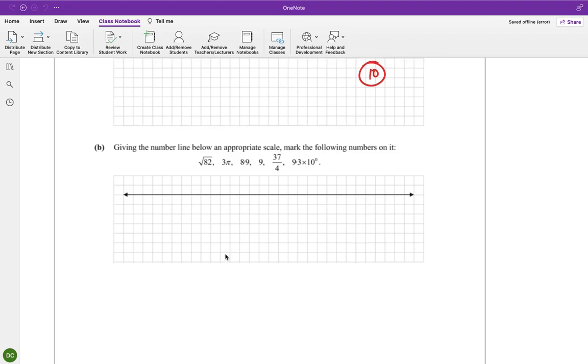Right, the next one is: give the number line below an appropriate scale and then mark the numbers on it. Okay. So, sorry, I'm just going to write what these numbers are because I can't plot them if they're not decimals, so I'm going to get them as decimals. So the square root of 82 is 9.1. I don't know if I might need to go further. It's 9.055385138. So that's the number. I'm going with 9.1, as in I'm doing one decimal place.